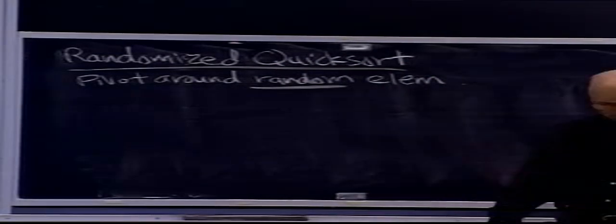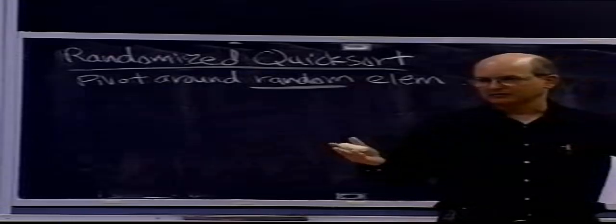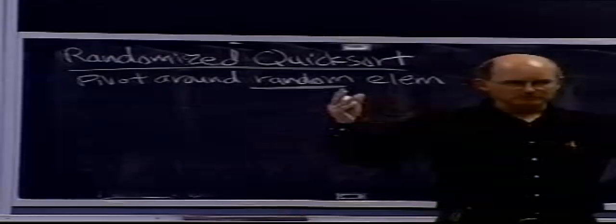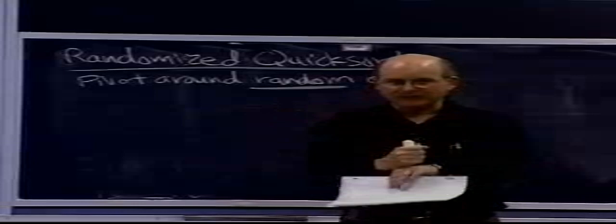Pivot around a random element in the subarray. The nice thing about this particular algorithm is it turns out that the running time then is independent of the input ordering. Because at each point, the pivot element you're picking, it didn't matter what somebody provided as input. You're picking a random element.